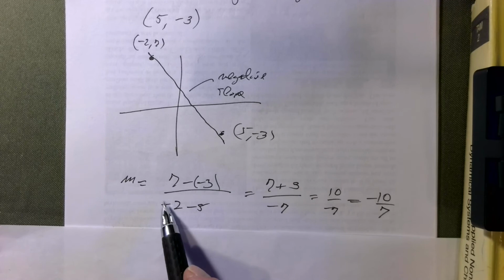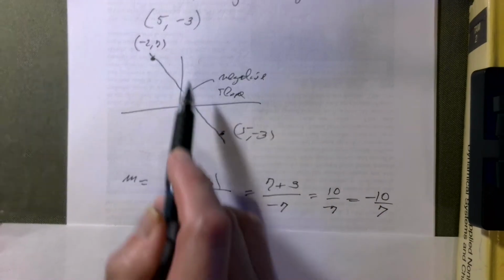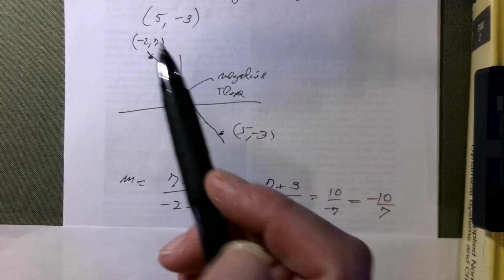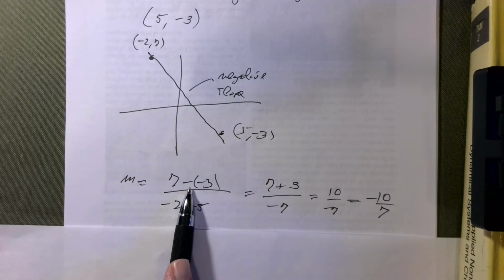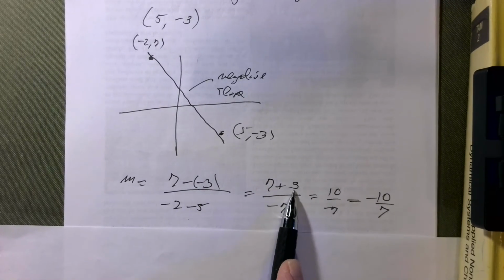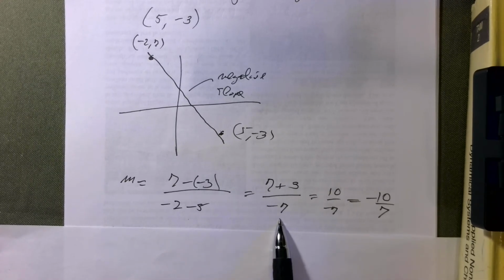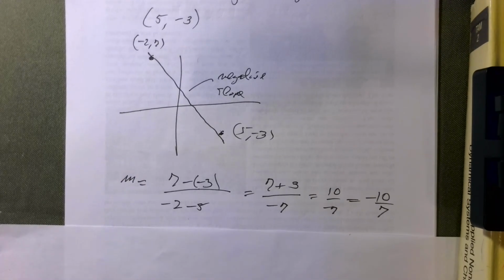So let's calculate that. Again, it does not matter which one you choose. So I'm calling this the second point and this the first point. So I take 7 minus a -3, over -2 minus a 5. So let's see, a minus becomes a plus. You owe me $2, you owe me $5, you owe me a total of $7. So upstairs I have 10 over negative 7. So the slope is -10 over 7. It's a negative number. Matches up with my picture. We're good to go.